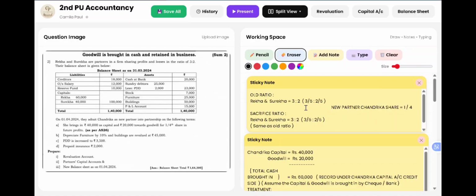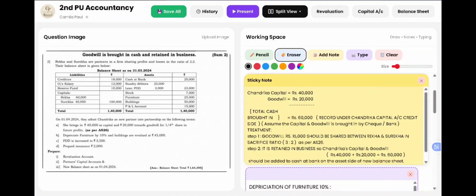Now, here we know that the goodwill has to be treated as per AS 26. So, the goodwill brought in by the new partner should be distributed to the old partners in the sacrifice ratio. Since there is no other information regarding the new profit sharing ratio or sacrifice ratio given to us in the question, the old ratio itself will be the sacrifice ratio. So sacrifice ratio between Rekha and Surekha will be 3:2, that is 3 by 5 and 2 by 5, which is the same as the old ratio.